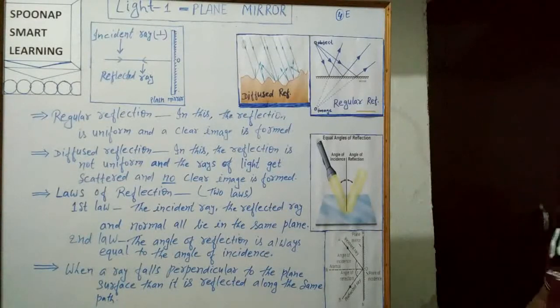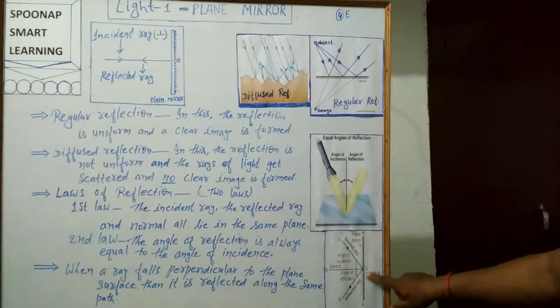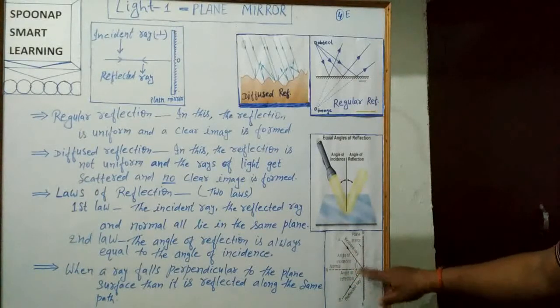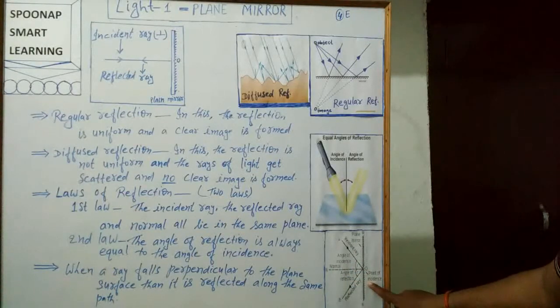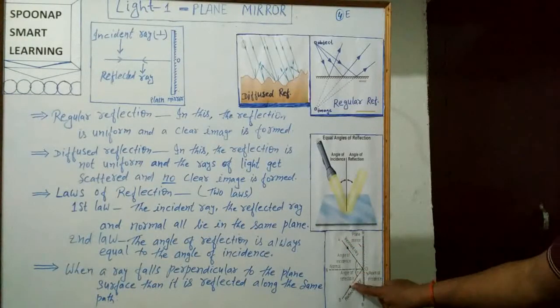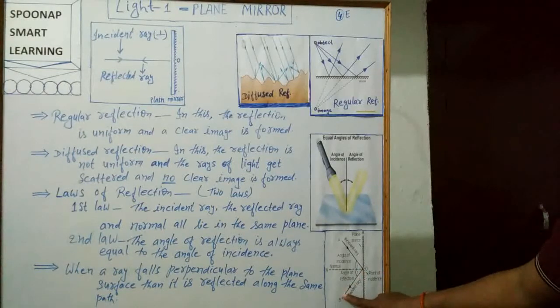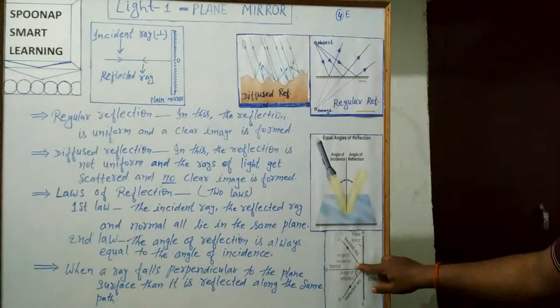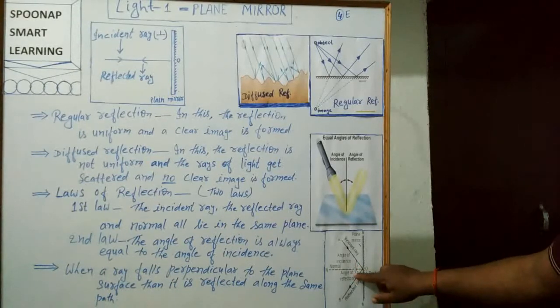Okay. Now you can represent the same thing by drawing diagrams, and in physics we make the diagram this way. This is the plane mirror or the plane surface, and this is the incident ray, and again this is the reflected ray, and a normal is drawn. So here this is the angle of incidence and this is the angle of reflection, and so the angle of incidence is equal to the angle of reflection.